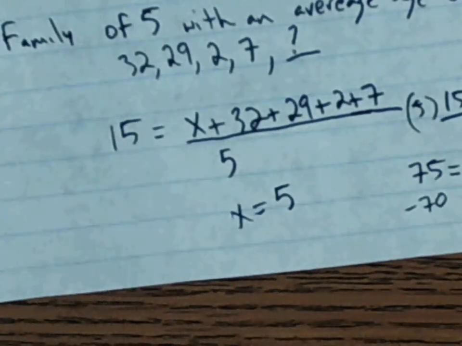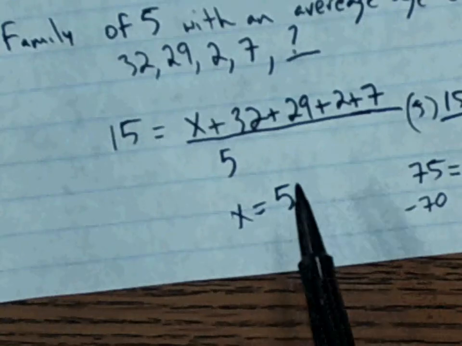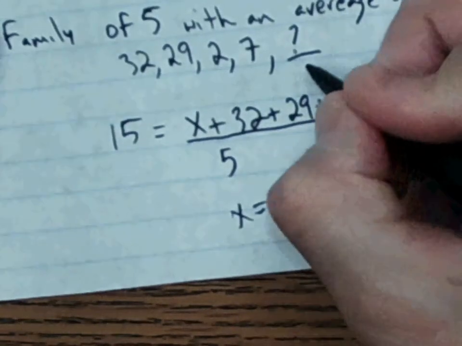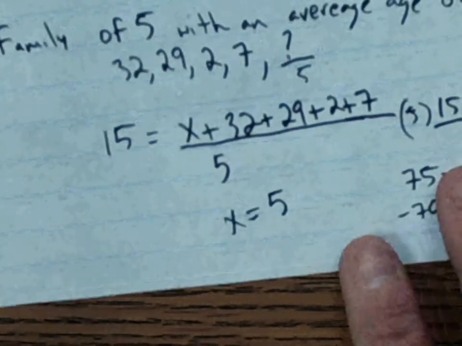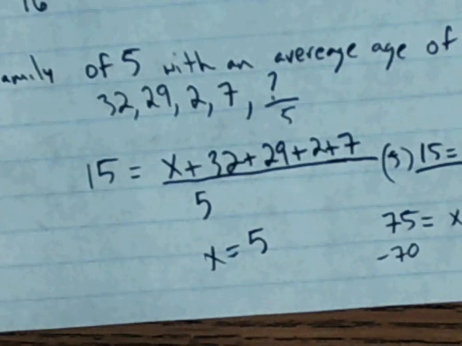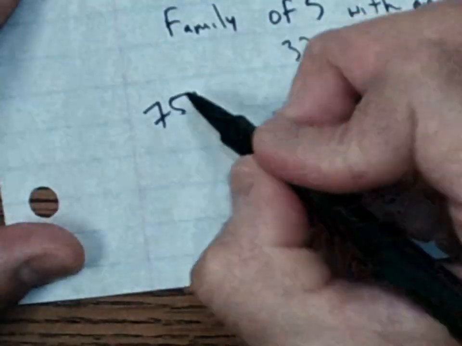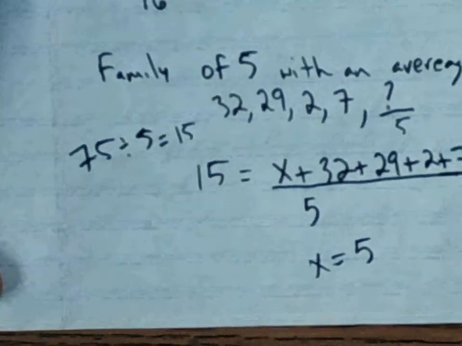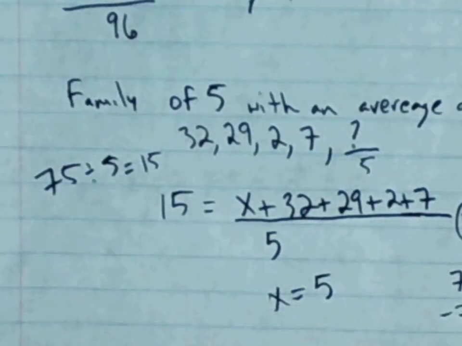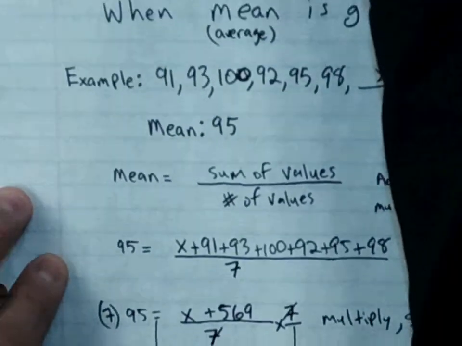A good way to check your work is to substitute your 5 back into your values. So I'm going to put a 5 back in here. I'm going to sum those numbers up. Now I'm going to go back to calculating average. I'm going to add up my values: 32 plus 29 plus 2 plus 7 plus 5. That gets me 75. And then I divide by the number of values I've added. That comes out to 15. So they checked out. Okay, so again, just remember two steps. Multiply, subtract. You're going in the reverse of calculating mean. So go ahead and give it a shot.